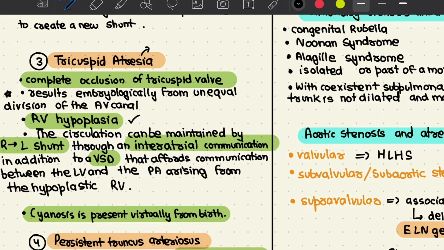Due to the absence and the improper development of the conotruncal ridges, we will have a ventricular septal defect, and ultimately we will have pulmonary hypertension and an abnormal truncal valve.